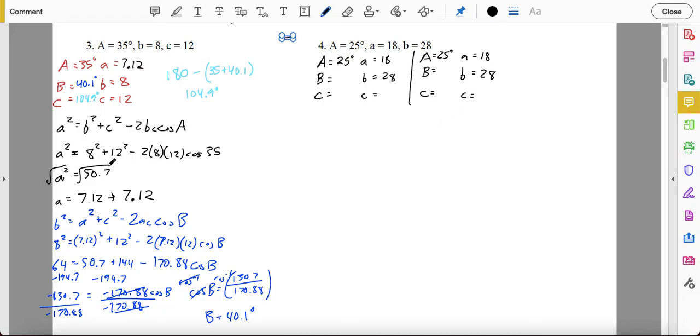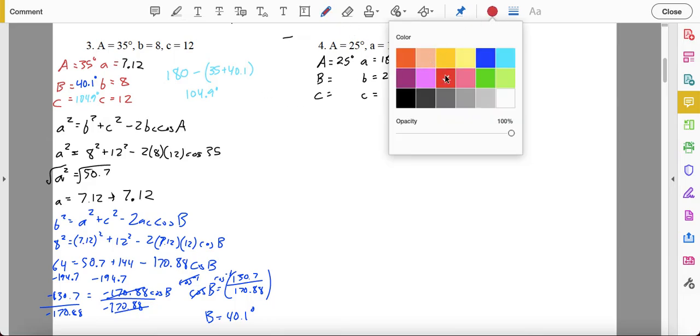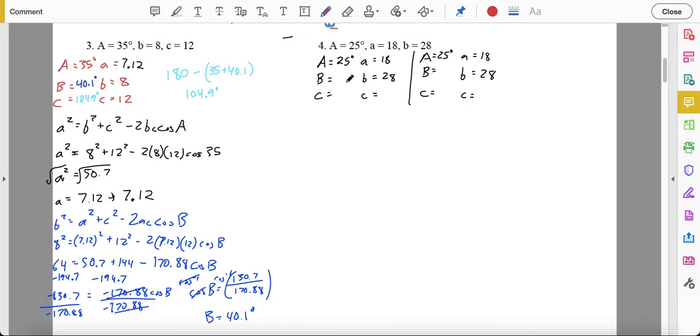Okay. So this problem proceeds like any other, except when we find this first angle using the law of sines, we're going to have to then transfer our answer over here in a special way. So first thing we do is we're going to use the law of sines to solve for angle B. So we've got sine A over A equals sine B over B. So we've got sine of 25 over 18 equals the sine of angle B over 28.